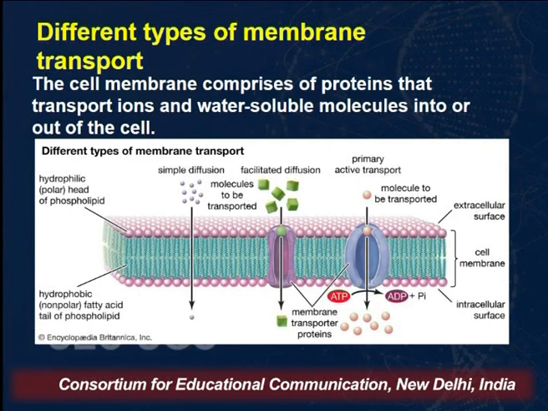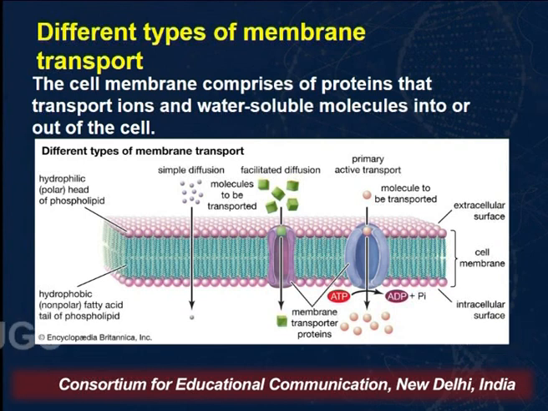Now this lipid bilayer has various different membrane transport molecules. Different types of membrane transport include simple diffusion, where ions or water soluble molecules diffuse across the cell membrane. Then there is facilitated diffusion, where molecules are transported with the help of specialized transporter protein molecules. Then there is primary active transport, which requires energy for the transportation.